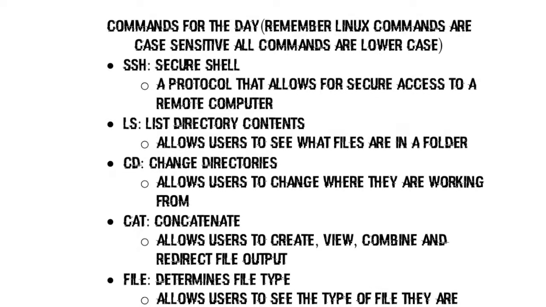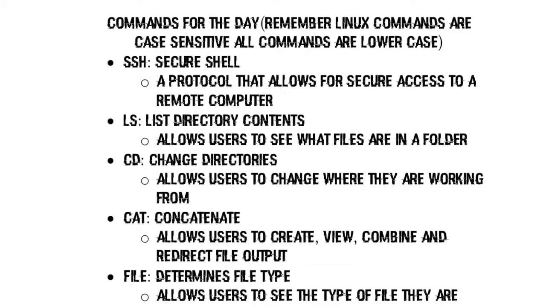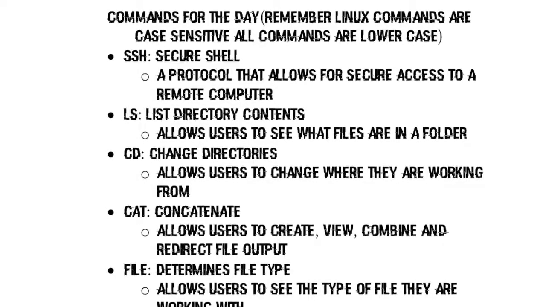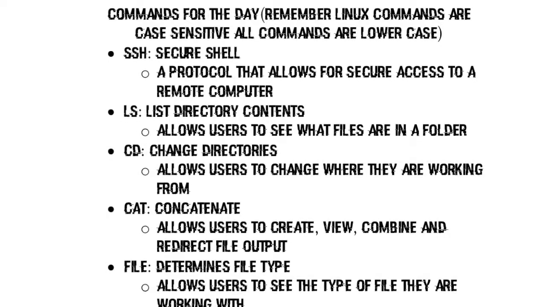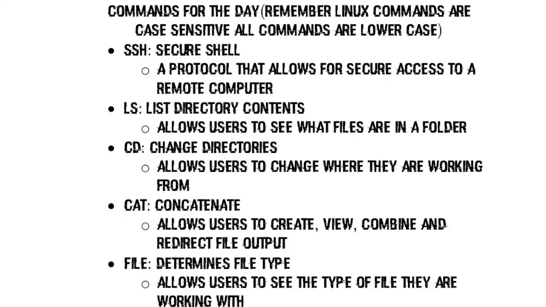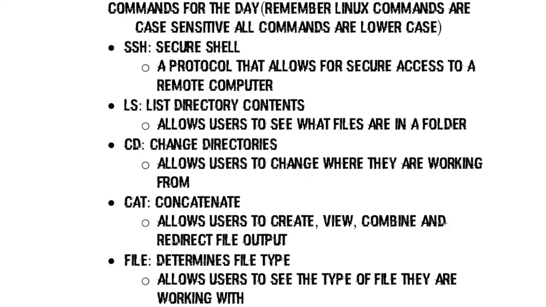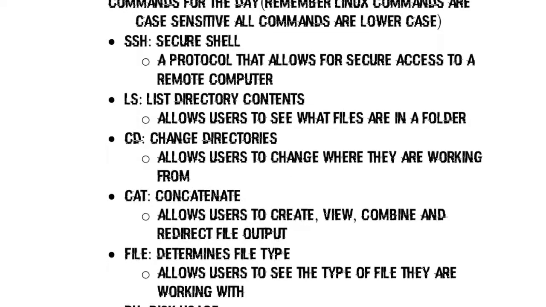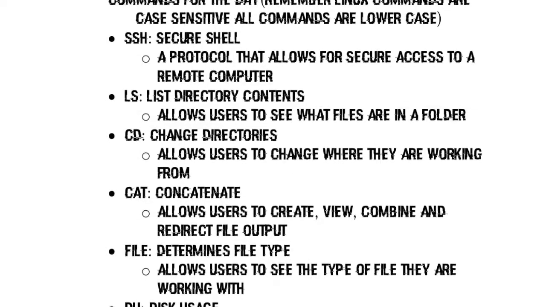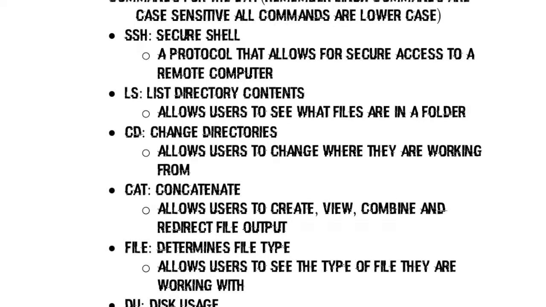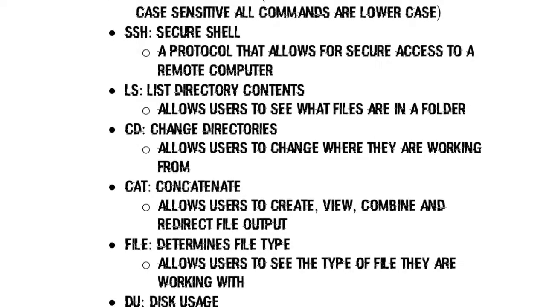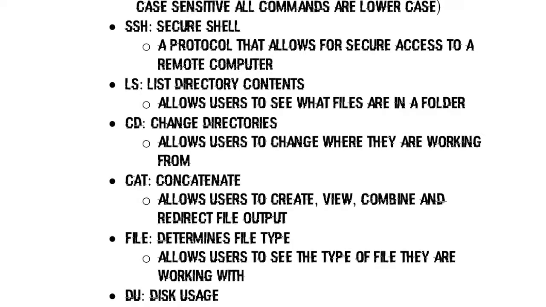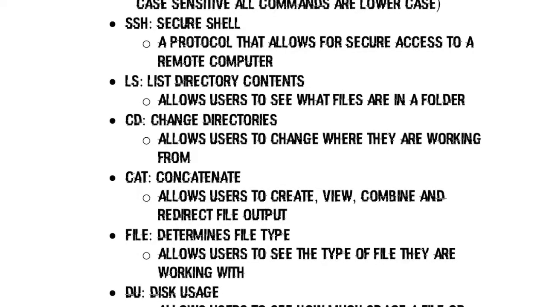Then we have CD. CD changes directories, and that allows you to go into different areas of the file system of the computer. You type CD and where you want to go, and it takes you there. We talked about the cat command, or the concatenate command, and we didn't go into all of its capabilities. We talked about this week using the cat command to view the contents of a file. But the cat command also allows users to create, to view, which you already know. It combines and can redirect file output. And we'll go over that in more detail throughout the course.